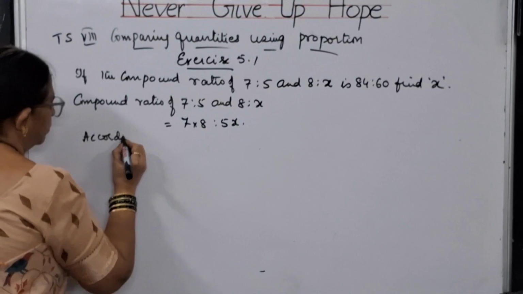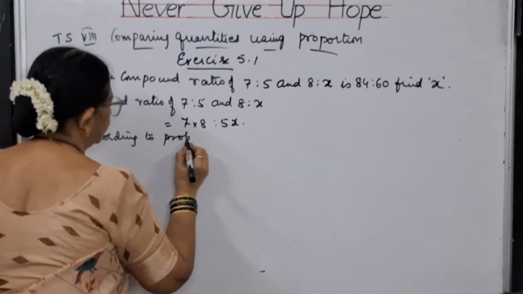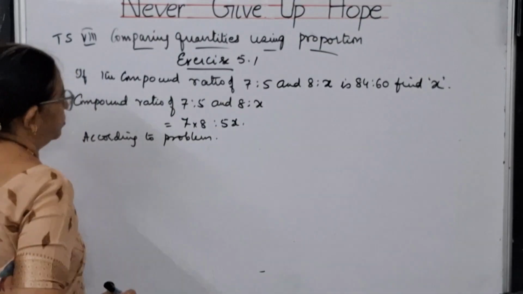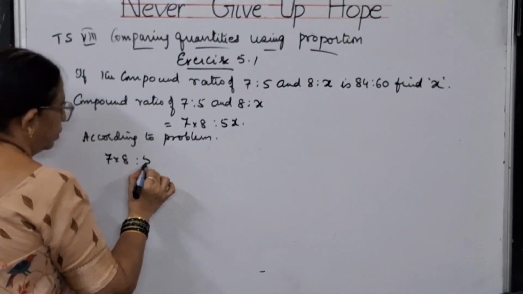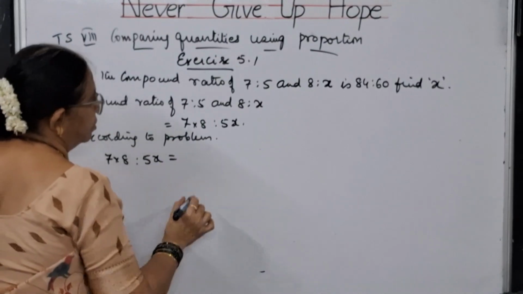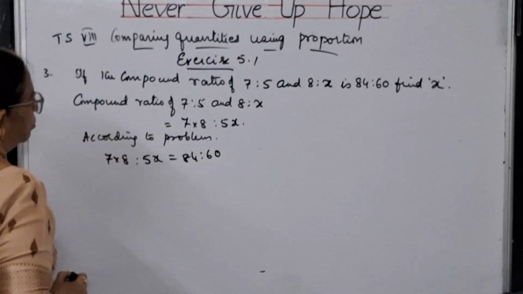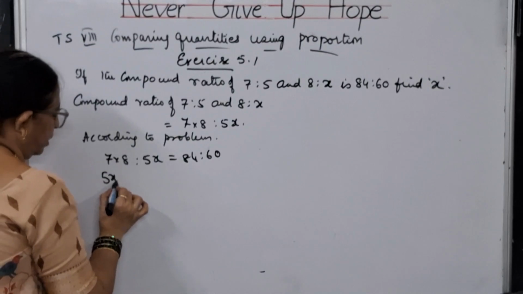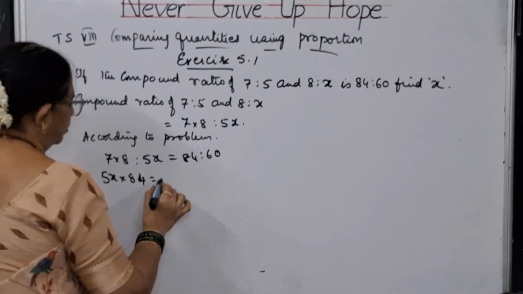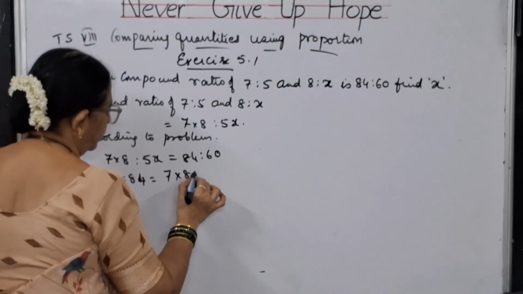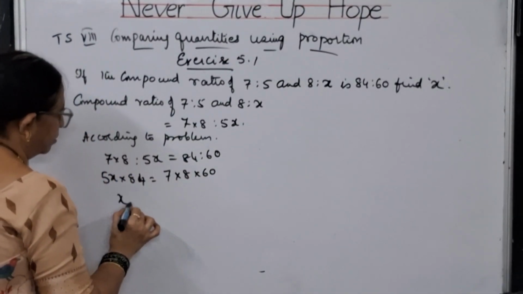According to the problem, what does the problem say? 7 into 8 is to 5 into x is equal to 84 is to 60. Now, product of means, that is 5 into x into 84, is equal to product of extremes, 7 into 8 into 60. So what is the x?